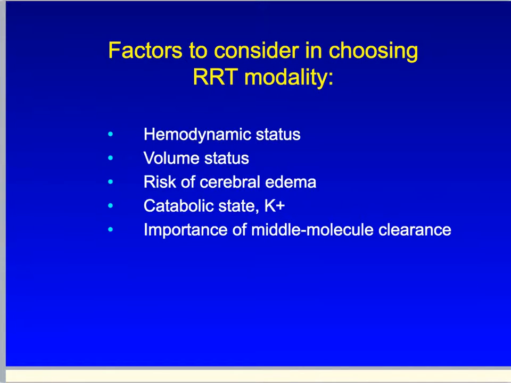So the factors that we take into consideration when deciding on the best method of RRT for a particular ICU patient include things like these: if the patient has an unstable hemodynamic or volume status, or is at risk for cerebral edema, the slow continuous modalities are much better tolerated than a 4-hour hemodialysis, which may induce wide swings in volume and blood pressure or rapid shifts between body fluid compartments. On the other hand, if the patient is hemodynamically stable but extremely catabolic, hyperkalemic, or fluid overloaded, the rapid removal of solute or fluid by hemodialysis may be needed. If middle molecule clearance is desired, CVVH or CVVH-DF is the treatment of choice.